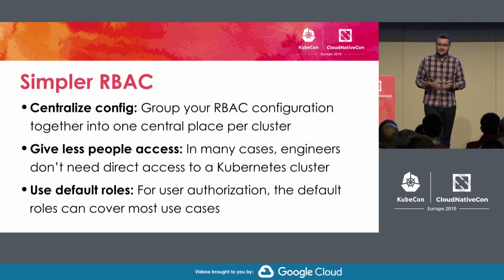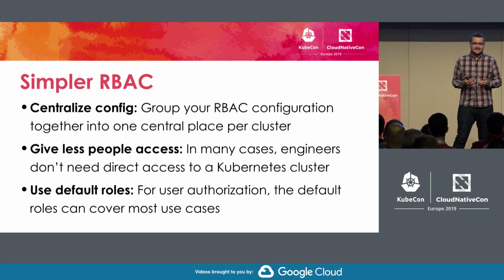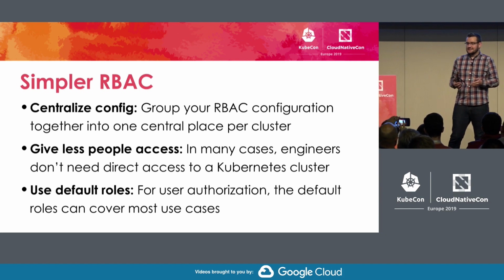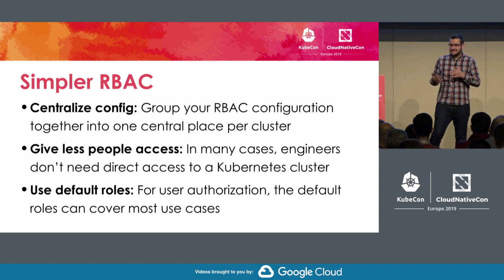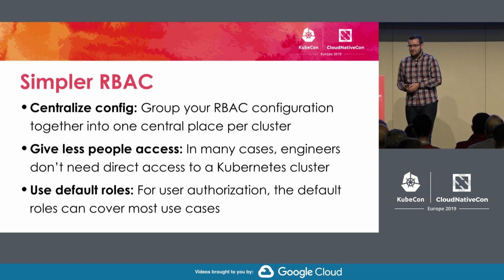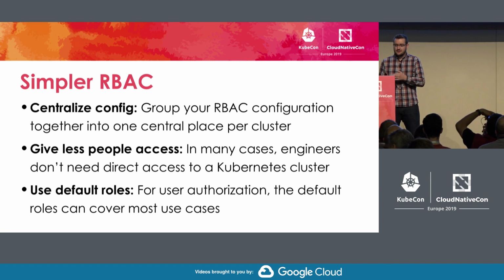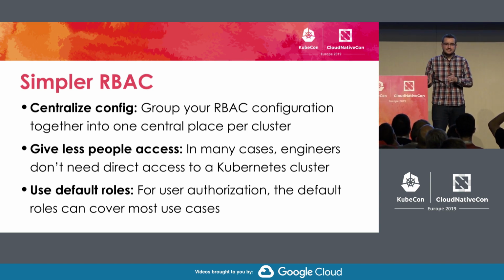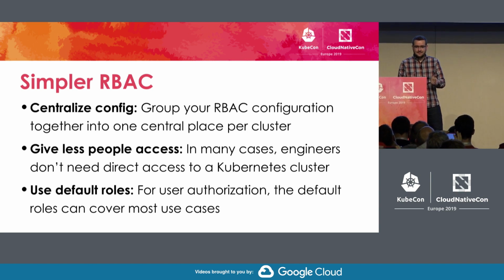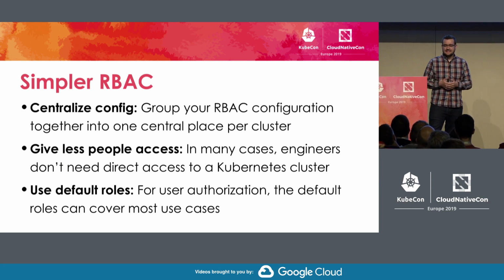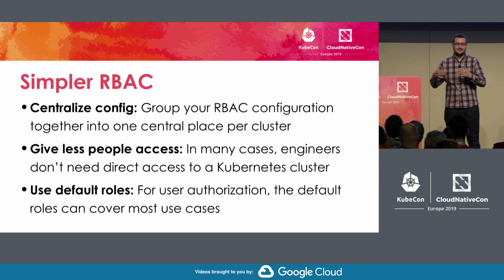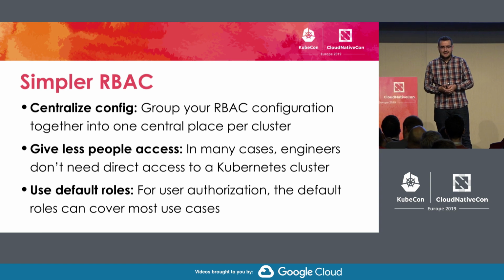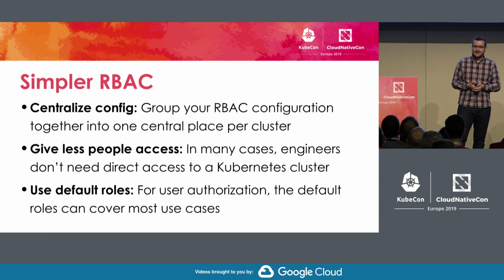And then for simpler RBAC, I think it's worthwhile to centralize that configuration. When there's a question of where does that role binding come from, where does that bit of access come from, it's nice if it's all coming from the same place. What's worked for us is to group all our RBAC configuration together per cluster. So each cluster has a single place for RBAC configuration. That could be different for each organization, but as long as you have a place where you know to go for your RBAC configuration and it makes sense for you, then quite simply, give less people access.